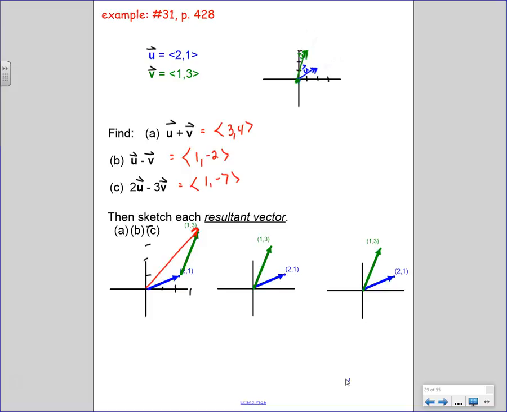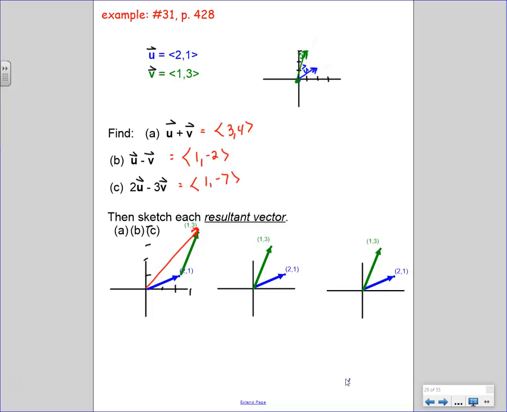Now, what's going to change, what do you guys think, in letter B when we go to do subtraction? What is subtraction mathematically? Adding the... Well, what does negative mean? Adding the opposite. Adding the opposite. Wait, who's opposite or who's negative in this operation? Letter B. V is opposite, right?